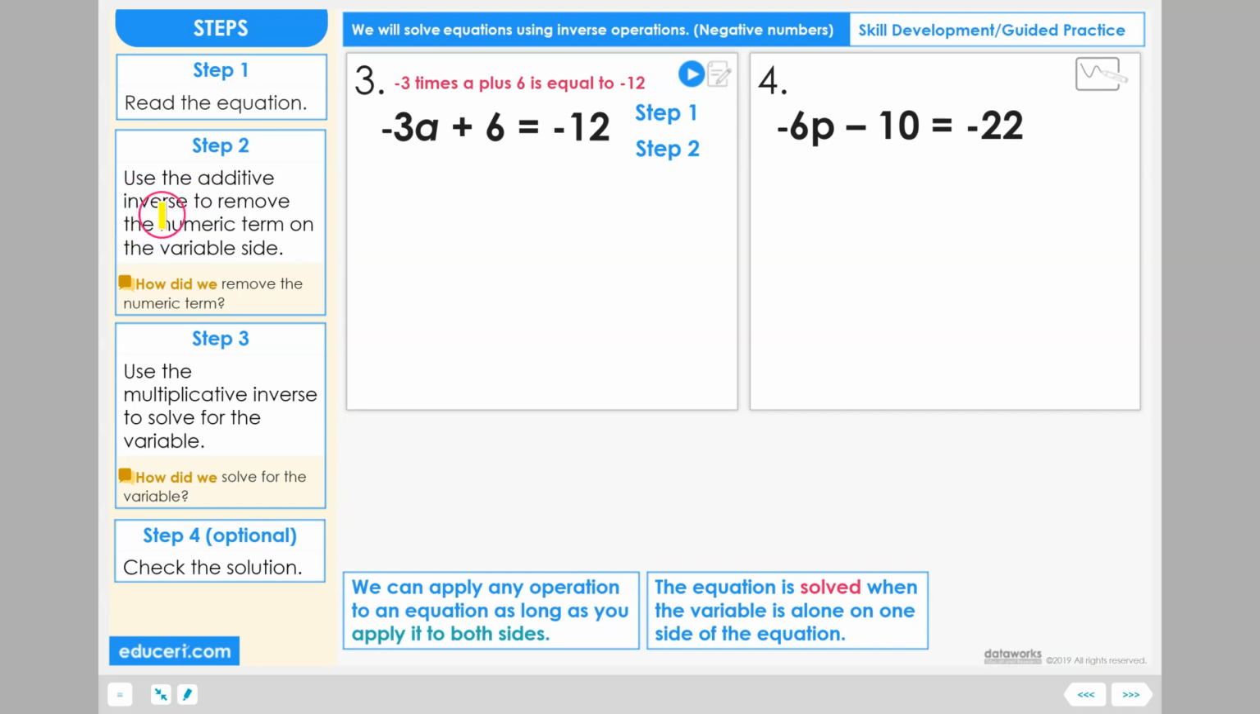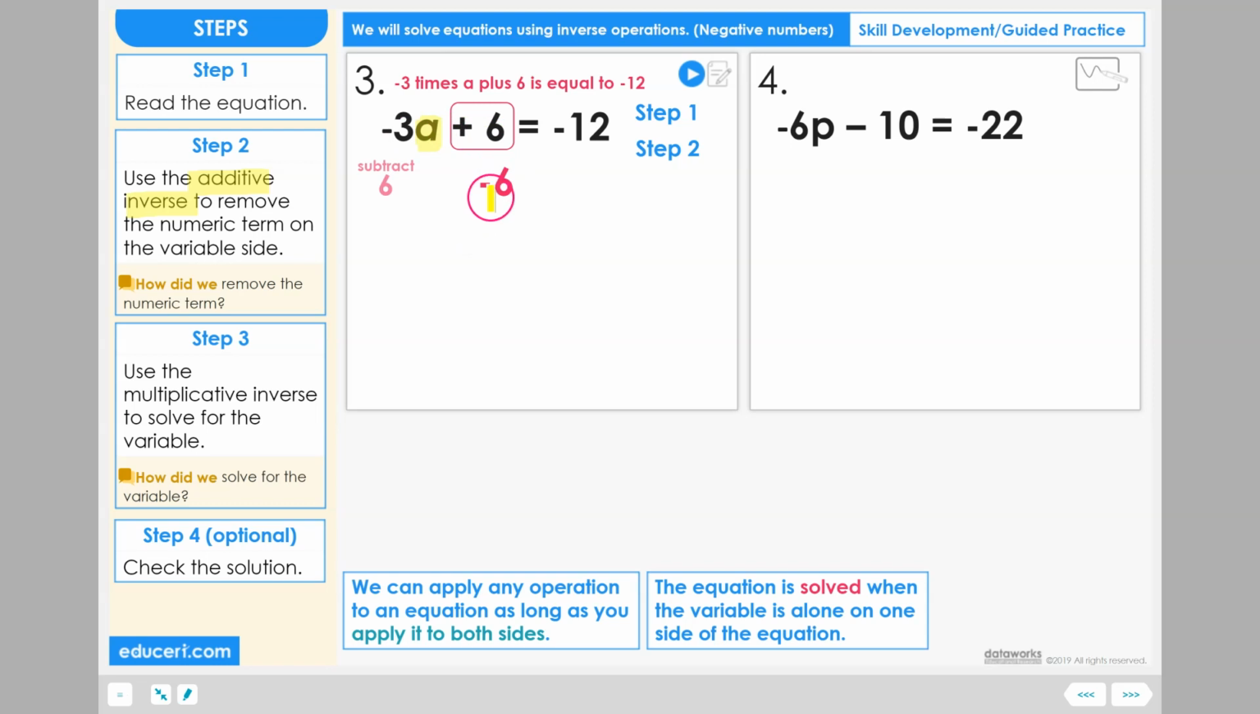Step 2. Use the additive inverse to remove the numeric term on the variable side. So the numeric term on the variable side is this plus 6 because the left-hand side has the variable, here's the variable, and we want to remove this numeric term, which is just the number or the constant. The additive inverse to remove a positive 6 is to subtract 6, and we need to do this to both sides to keep our equation balanced.